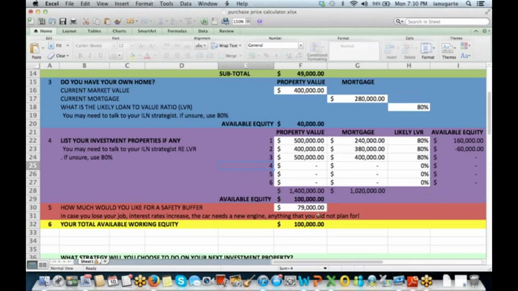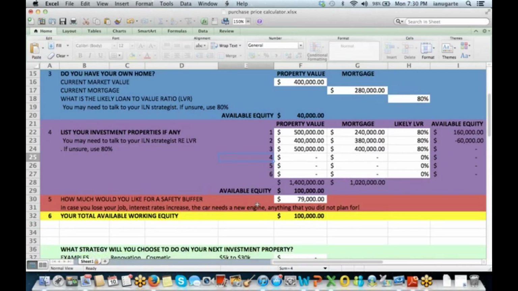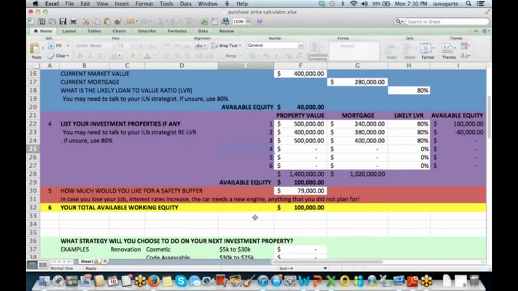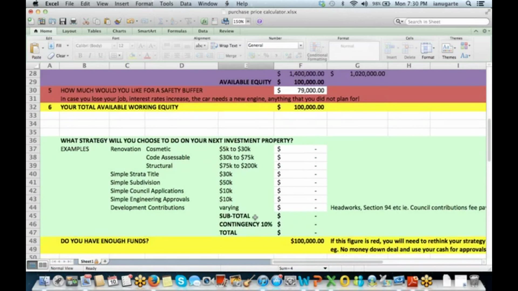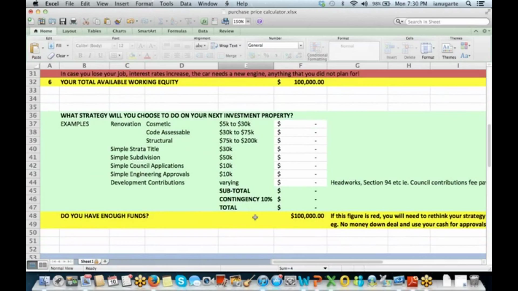All right, so now we've come down here. I said I want $79,000 buffer just sitting there on the side because I want to make sure I've got no risk at all. I don't get into trouble, which means that this yellow square here is $100,000. Okay, so we've got $100,000, so we need to move on to the next step. And the next step is, what's the type of property? What's the amount? What's the property I can buy? And what strategy do you want to use?